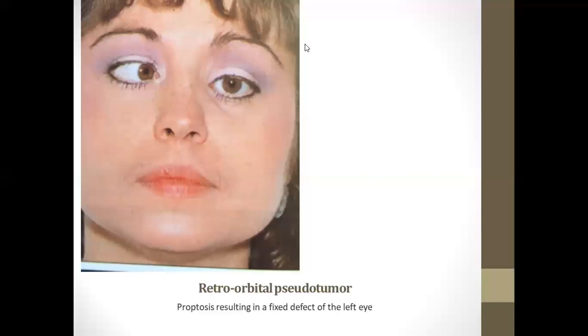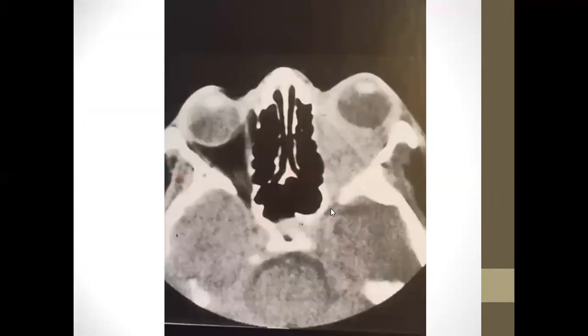This is a lady who has the retroorbital pseudotumor, and the eye that's actually off here is the left eye, which is not moving. And this is the MR looking at that, and you can see infiltrative process there.